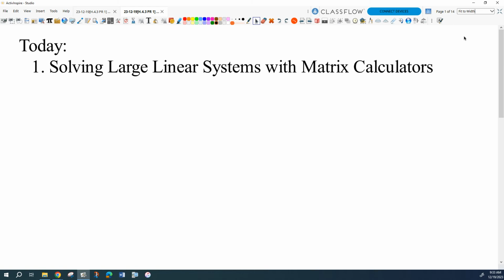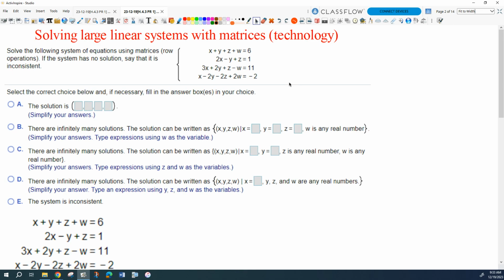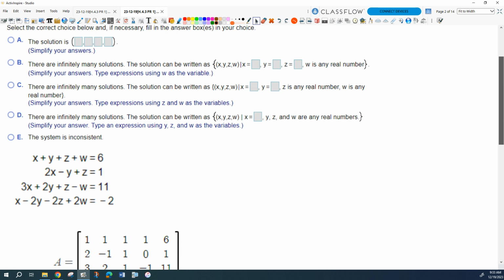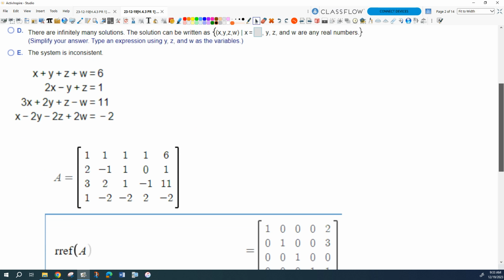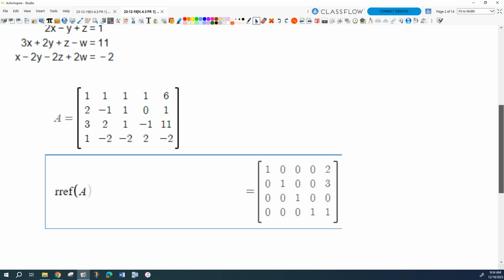Hey, you guys correct me if I'm wrong. Did we not do that problem yesterday, right? Okay, we did do that one. I showed you guys the trick, the reduced row echelon form trick.